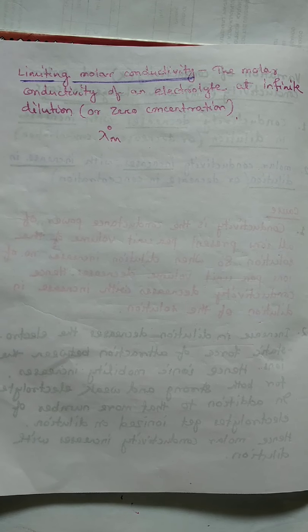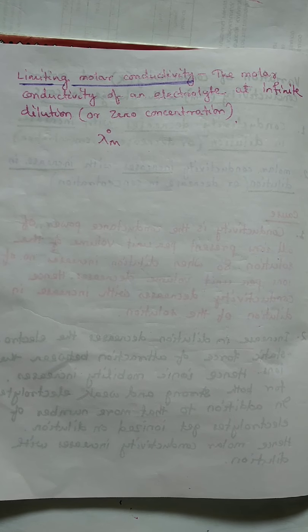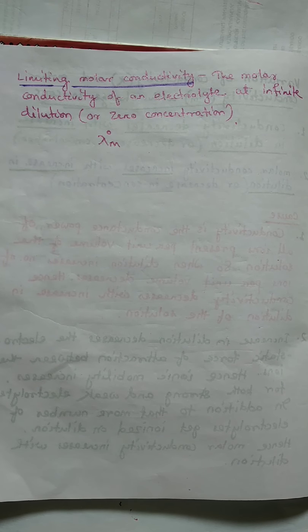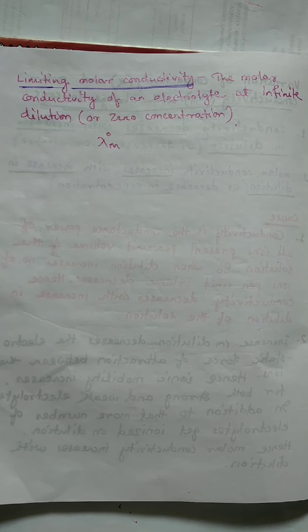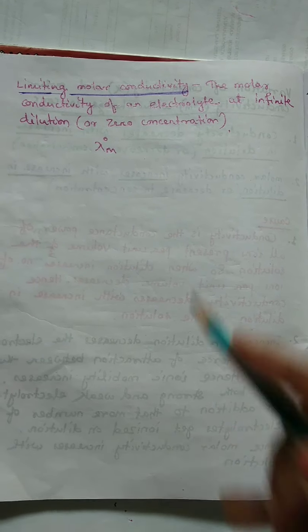Now let us know what is limiting molar conductivity. Limiting molar conductivity means the molar conductivity of an electrolyte at infinite dilution or zero concentration. As I have told earlier, molar conductivity increases gradually on increase in dilution. So when there is infinite dilution or zero concentration, then at that point the molar conductivity will have the highest value, and that is called limiting molar conductivity. The symbol for this is lambda naught m.